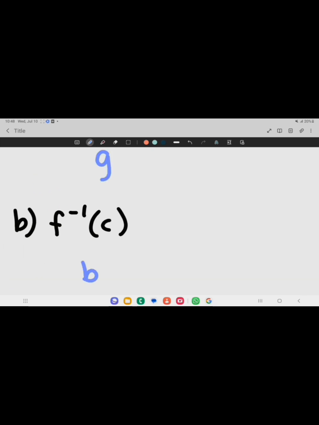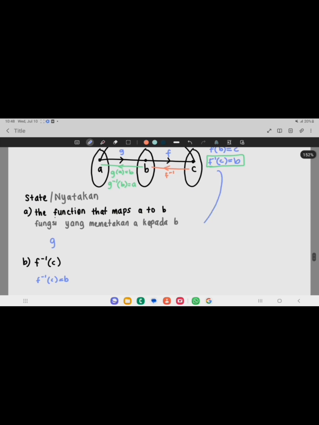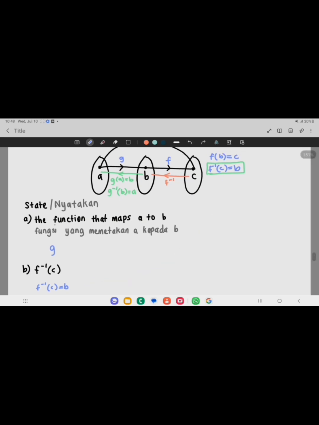It's actually b. But you can also write it like this. Write it in full also can, or you can write it as b also can. So this is the answer. Just transfer this into here. So this is like a tip for you guys.